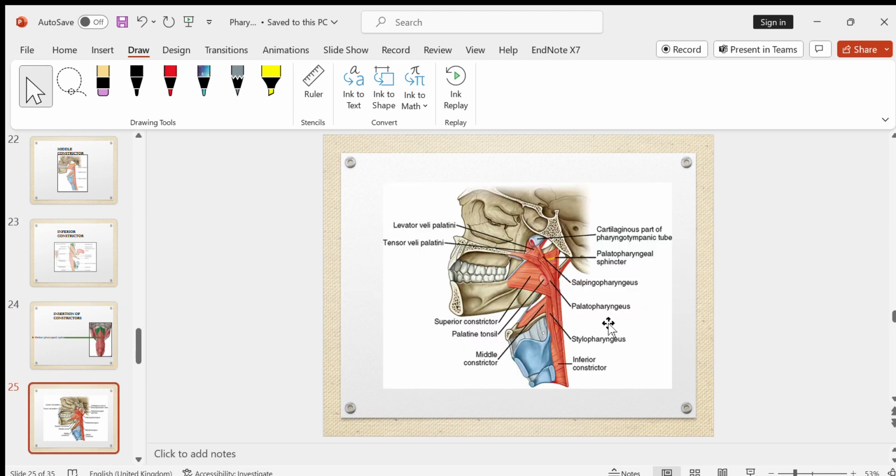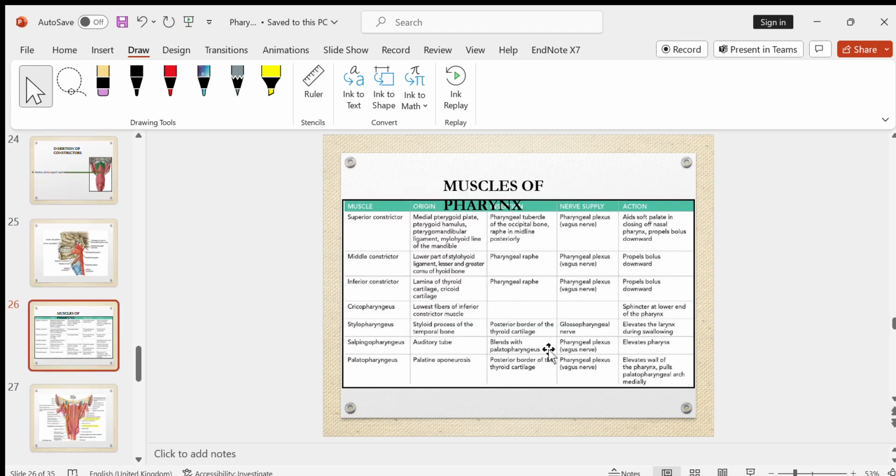In this picture again, you can see all the muscles of the pharynx. The three constrictors that I've told you, and the longitudinal muscles are the palatopharyngeus coming from the palate, the salpingopharyngeus coming from the auditory tube, and the stylopharyngeus coming from the styloid process. All these, along with the three constrictors, are the muscles of the pharynx.